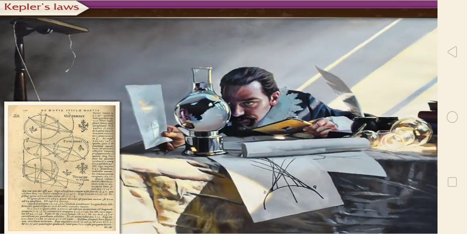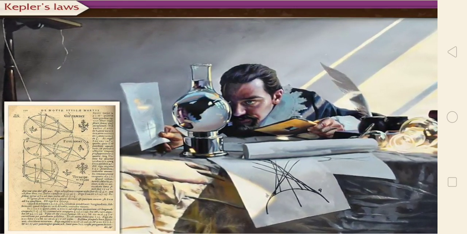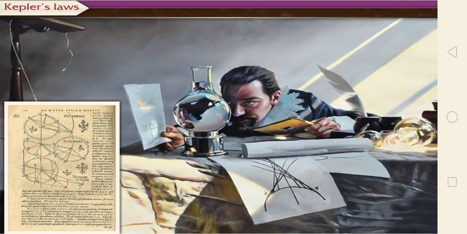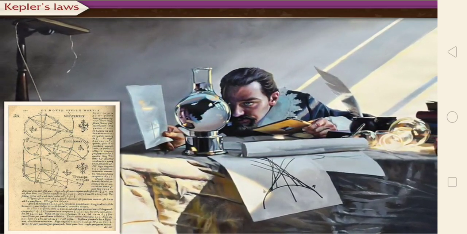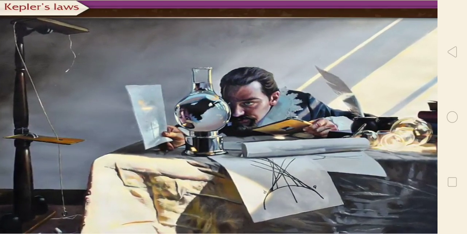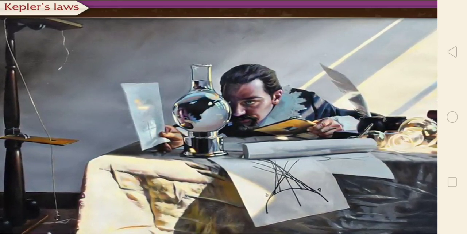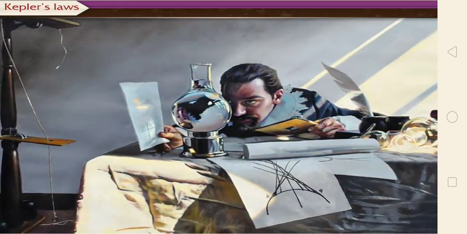Kepler obtained these laws simply from the study of the positions of planets obtained by regular observations. But Kepler could not explain why do planets obey these laws. In the next part of this chapter, we shall understand how these laws help Newton in the formulation of his theory of gravitation.